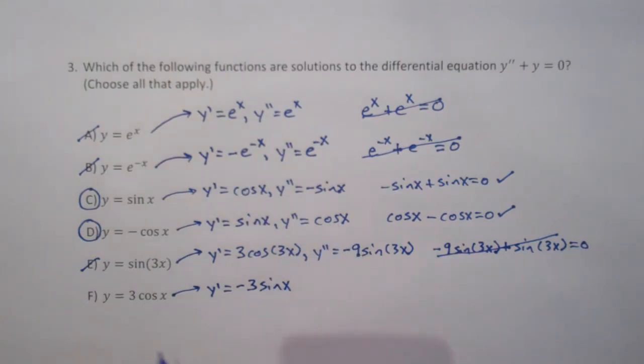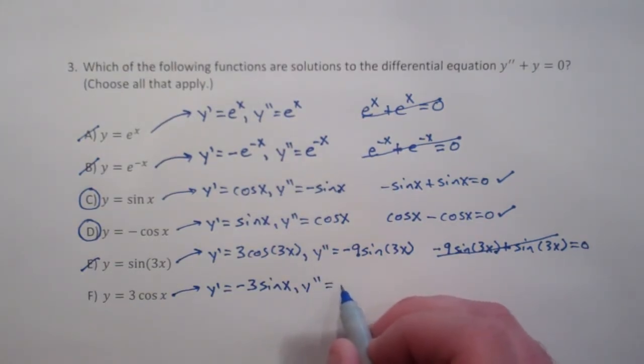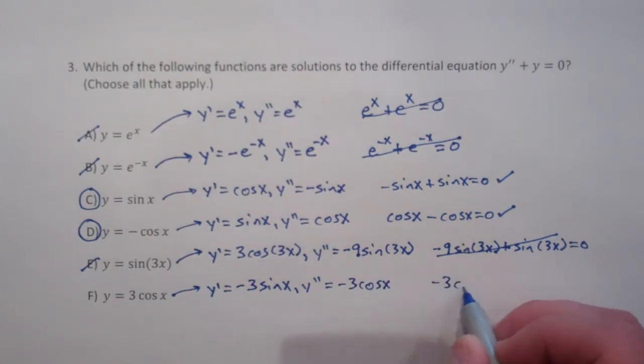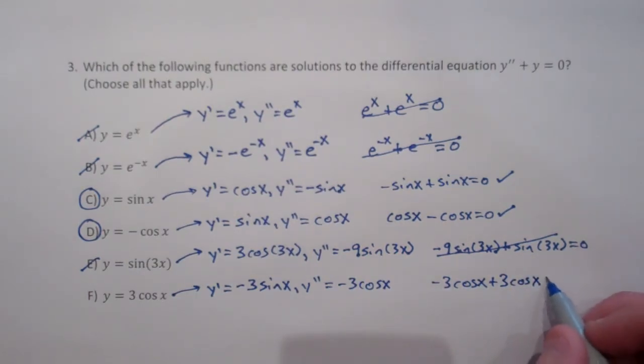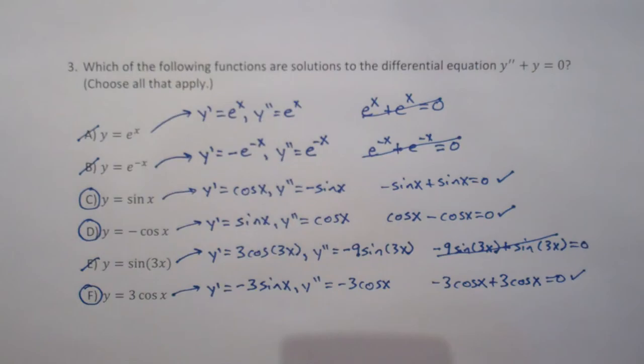No need to use the chain rule here. That coefficient's out in front, that's fine. And x is just x on the inside of the cosine. The second derivative then will be negative 3 times the cosine of x. So I'll write my second derivative down, and then my original function, and that is equal to 0. So the answers are C, D, and F for this example.